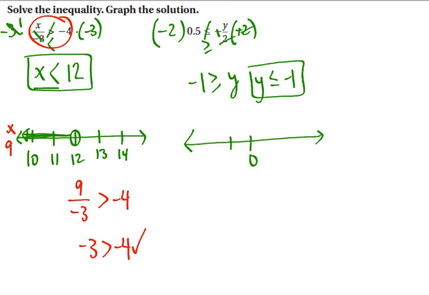So I need to make sure negative 1 is on my number line. It is going to be a closed boundary, so it's filled in. And y is less, so I need to go towards the less than numbers. And now I'm going to check a solution.